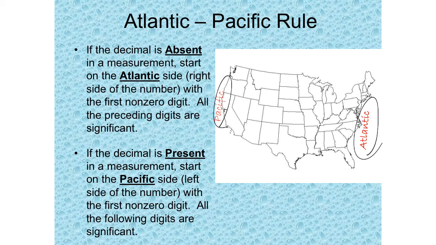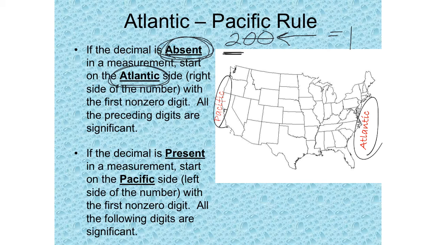So when you look at your number, like 200 that we had on that previous page, there's no decimal there, so the decimal's absent. So we are going to approach the number from the Atlantic side, and you can't start counting until you hit something other than a 0. So we would count the 2 and only the 2. So it would have the 1 significant figure.